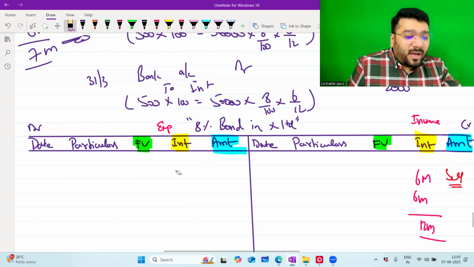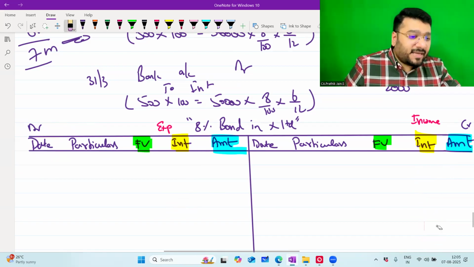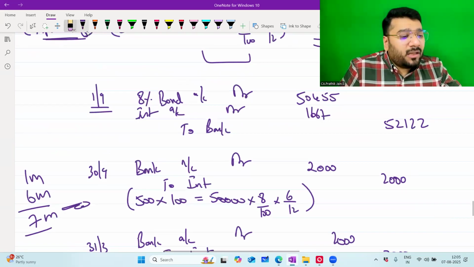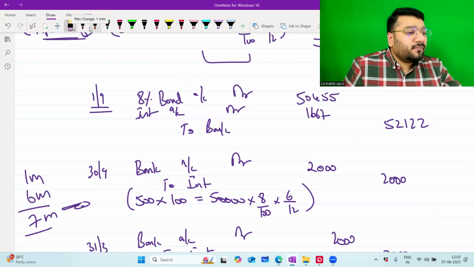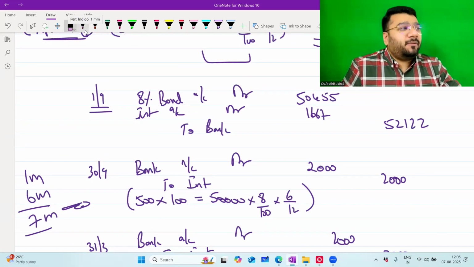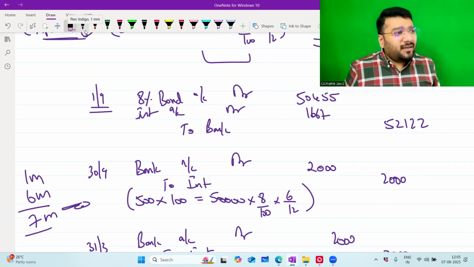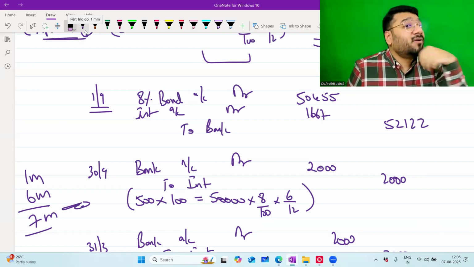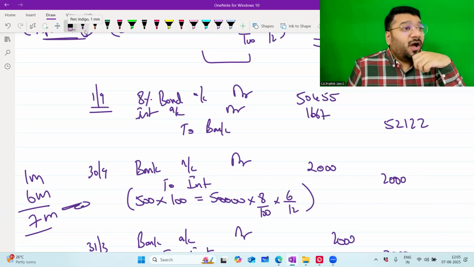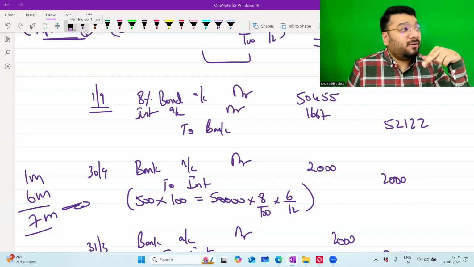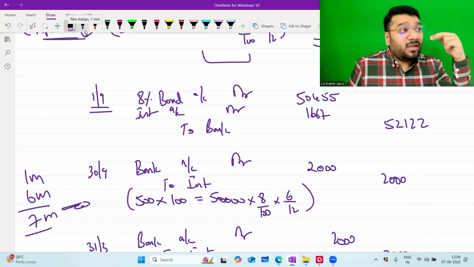How many journal entries have we passed so far? Three journal entries. Can we start posting it? The first entry is 8% bond account debit, interest account debit, to bank. Simple entry, compound entry. What is a compound entry? When you have more than one account in debit, or more than one account in credit, or more than one in debit and more than one in credit, that is called a compound journal entry.